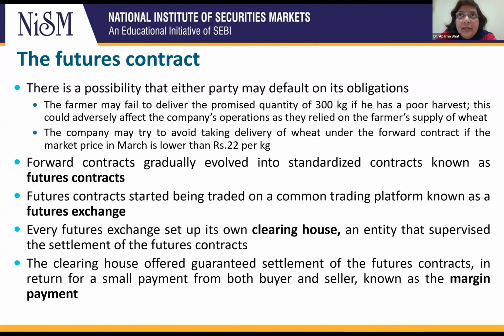So in the early days, there were no exchanges. But gradually, as all these activities increased, all these parties felt that we should have a common platform where all this trading can happen, and this came to be known as an exchange. Gradually, the terms and conditions of these forward contracts got standardized. They came to be called futures contracts, and they started being traded on the exchange.